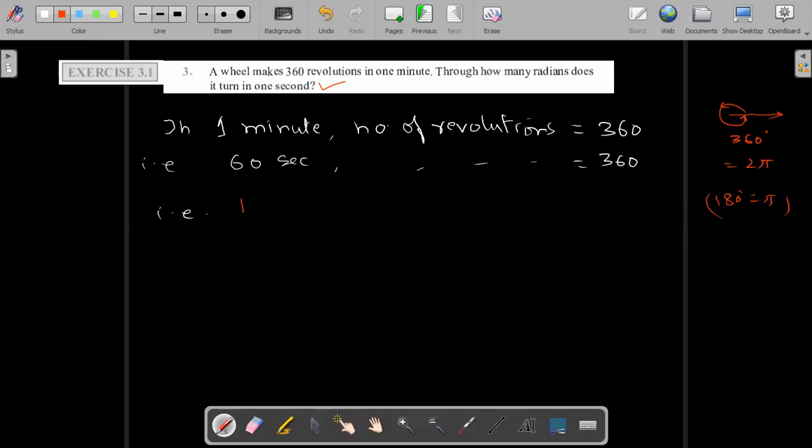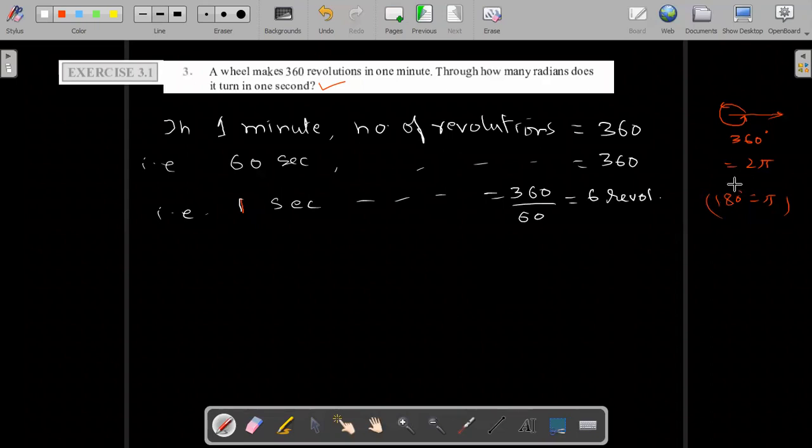So in 1 second, it will make 360 by 60, that is 6 revolutions. How many revolutions? 6 revolutions. And each revolution has 2 pi radian.